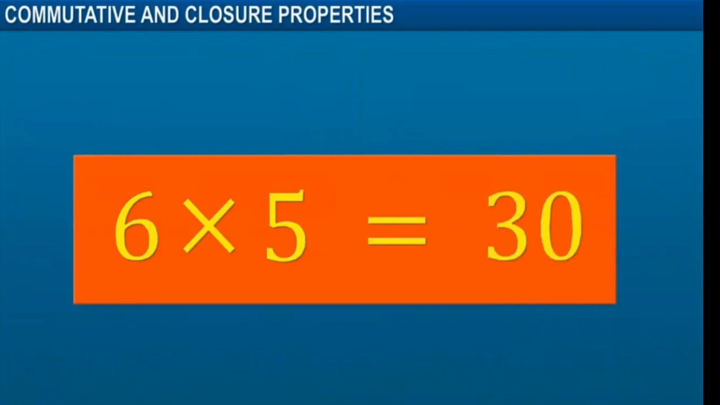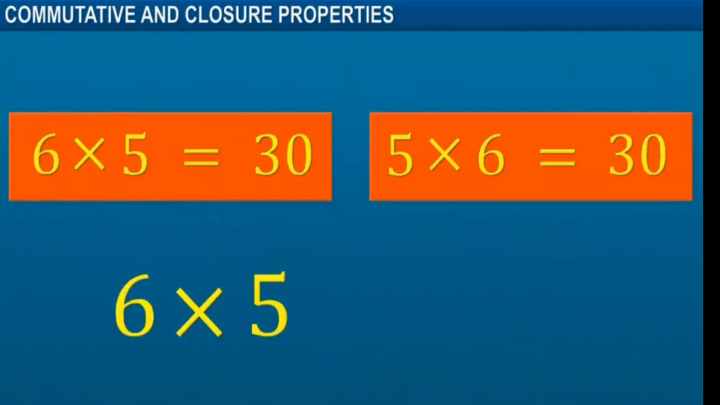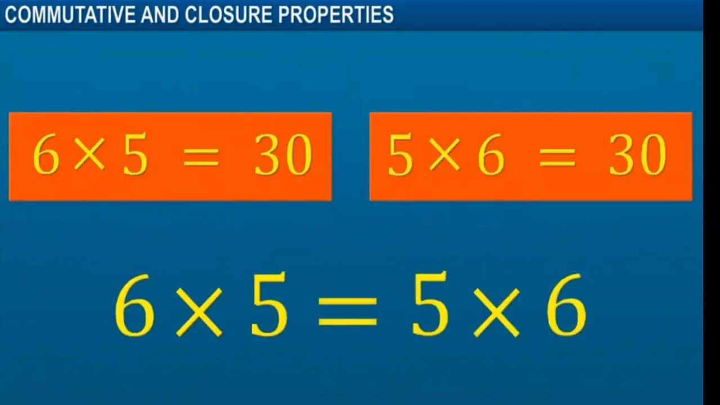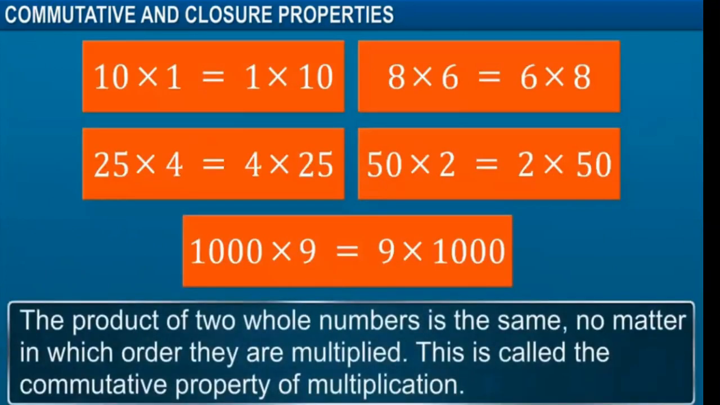Consider the whole numbers 6 and 5. On multiplying them, we get their product as 30. Similarly, on multiplying 5 by 6, we get the product as 30. Thus, we can say that 6 into 5 is equal to 5 into 6. This is true for all pairs of whole numbers. The product of two whole numbers is the same, no matter in which order they are multiplied. This is called the commutative property of multiplication.